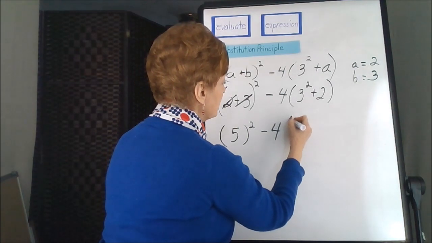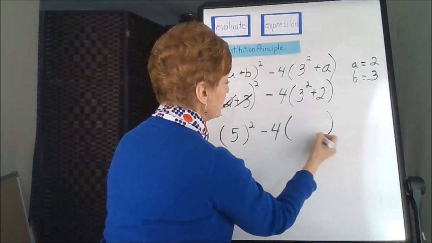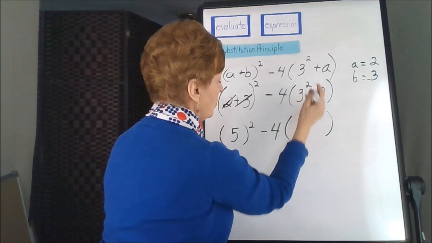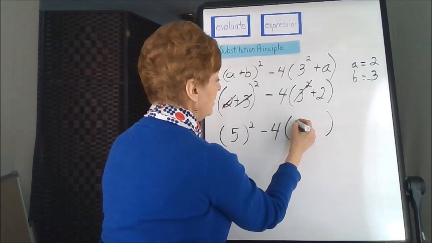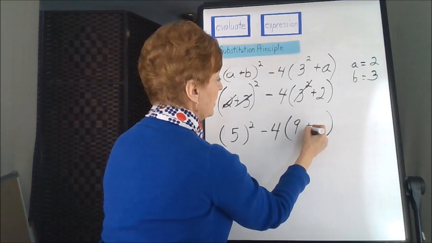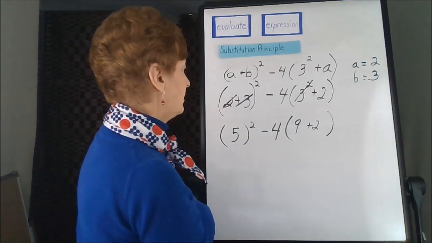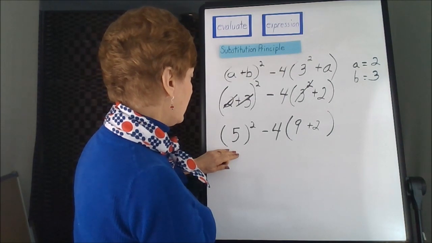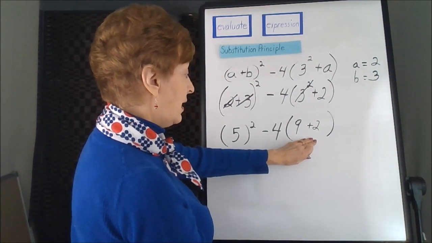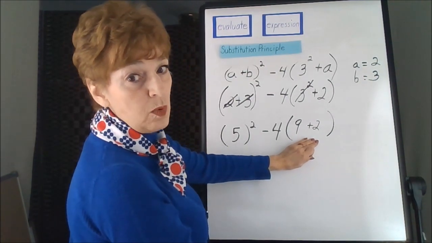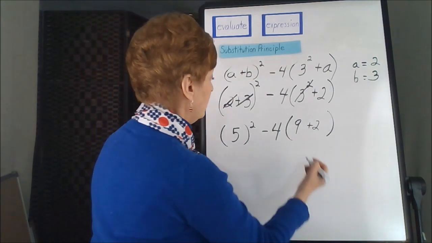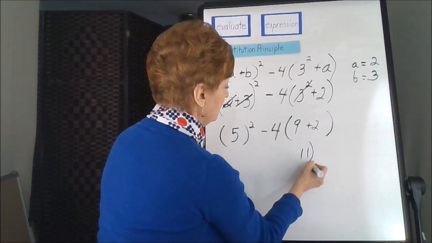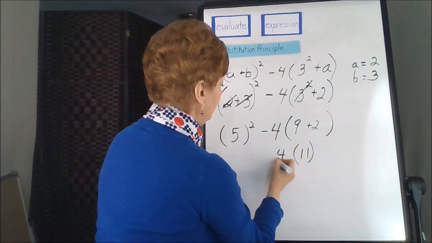So the first step is to work our powers, and that's going to be 3 squared is 9, and then we're going to go plus 2. Coming back, at this point, this parenthesis is the wild card right here. So 9 plus 2 is 11, and copy.